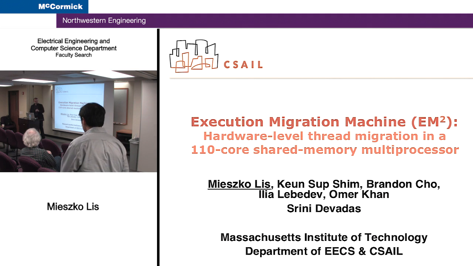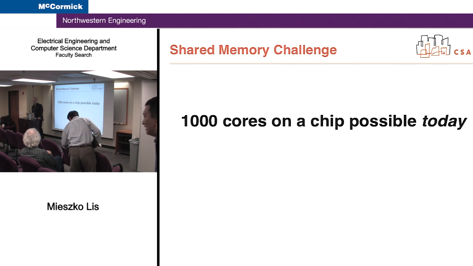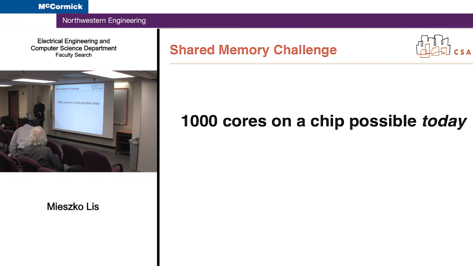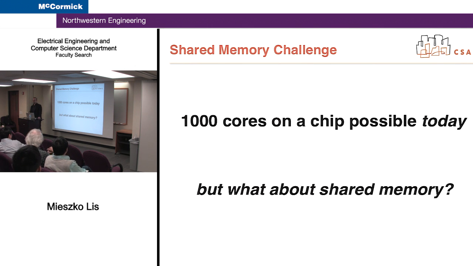is my thesis advisor. So you can build a 1,000-core chip today, no problem. So the chip that I passed around has 110 cores, but really, if you give me 10 times the area, I will give you 10 times the cores, and that is definitely feasible. But the problem is, how are you going to program it, and what are you going to do about shared memory?